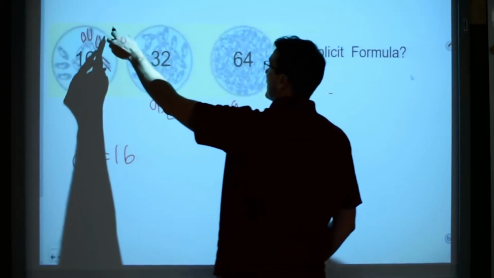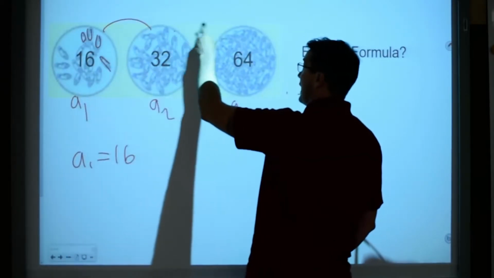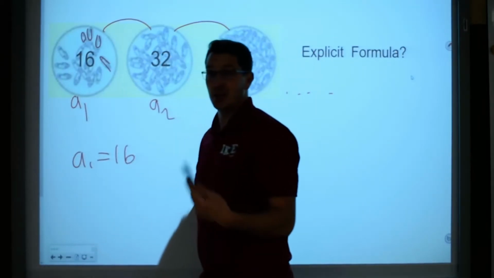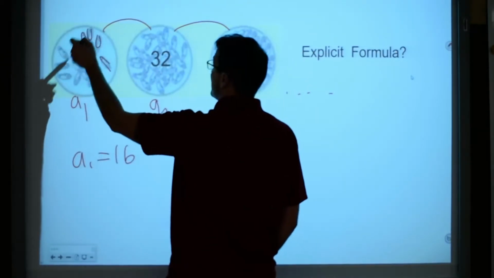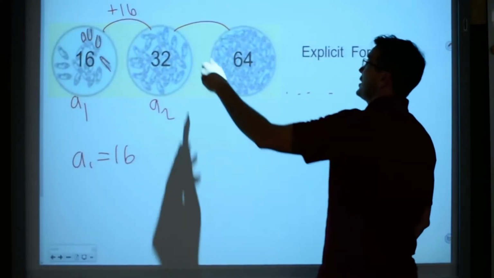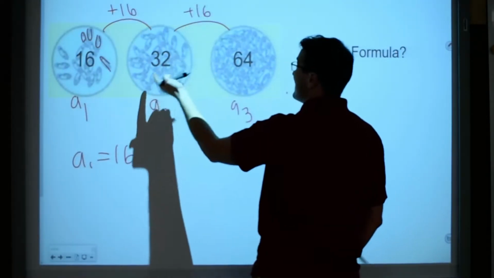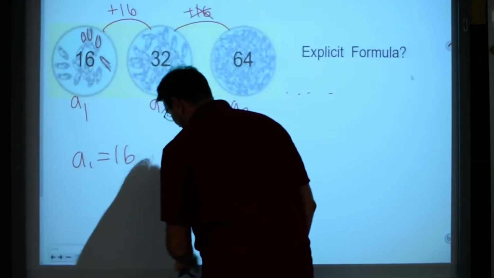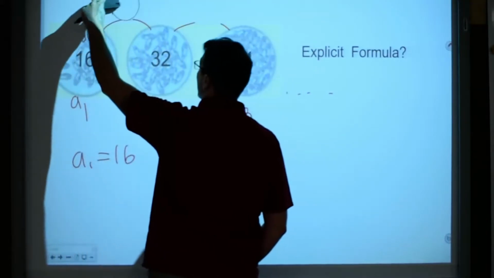Next, we have to check out what's going on here. It's definitely getting bigger, so it's going up. The first thing I'll check is to see if it's addition, because addition is always a simpler one. 16 plus 16 is 32. But 32 plus 16 is not 64. It's 48. So that doesn't work. So it cannot be addition, so we know it's not a difference.